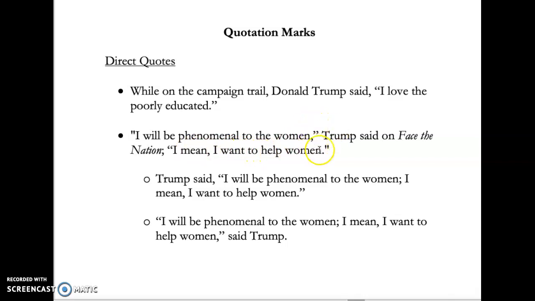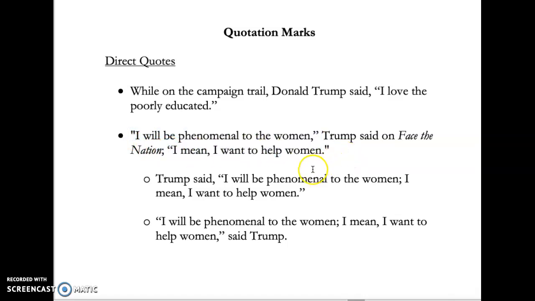But what I've done is I've taken that natural break after "I will be phenomenal to the women," and I'm putting the information about who said the quote in the break. And if you do that, you just have to remember to put quotation marks around the two parts. So this is the first part, and this is the second part.